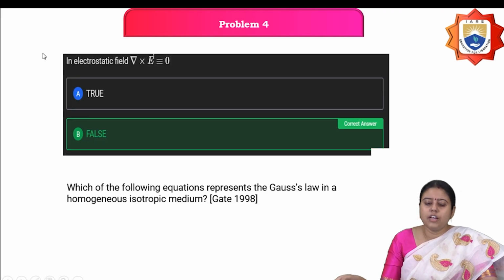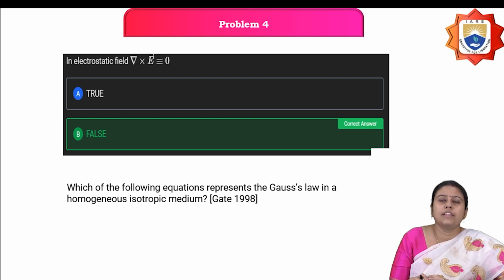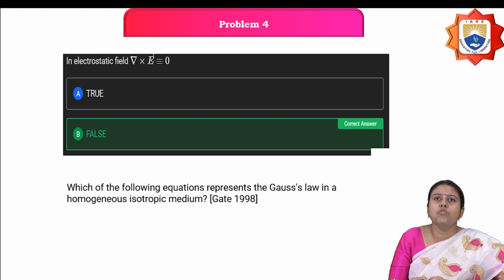Next, we are moving to question number 4. Actually, this question also came in the GATE 2018. In electromagnetic field, grad cross E is equal to 0. Is it true or false?